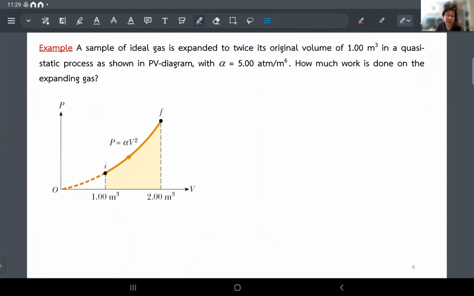It could be a question in the exam, actually. This is an exam-level question. A sample of ideal gas is expanded to twice its original volume of 1 cubic meter in a quasi-static process. Don't worry about this word just yet; we'll have a chance to dig deeper into what quasi-static means. From the name, it implies something like equilibrium, static-ish. It's quasi, so it's not perfect. Anyway, the process shown in the PV diagram is a parabolic curve, P equals alpha V squared, with a given alpha. How much work is done on the expanding gas?